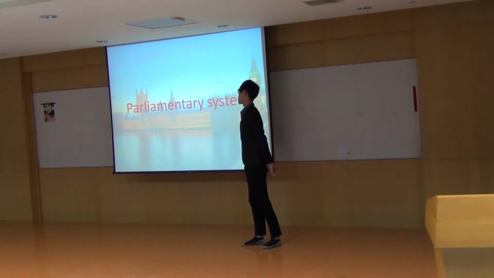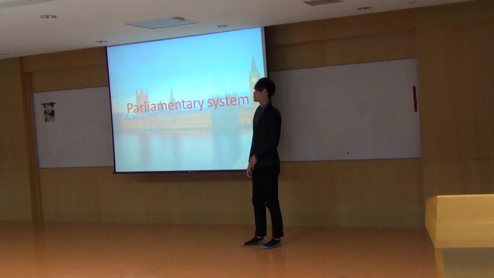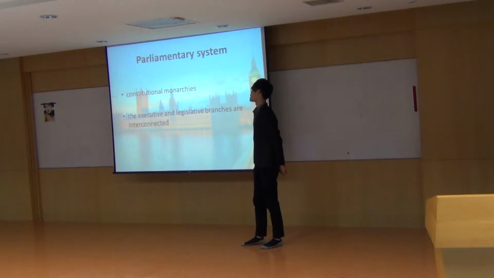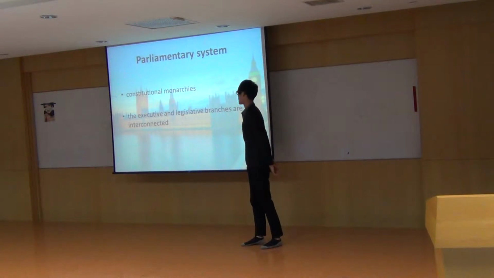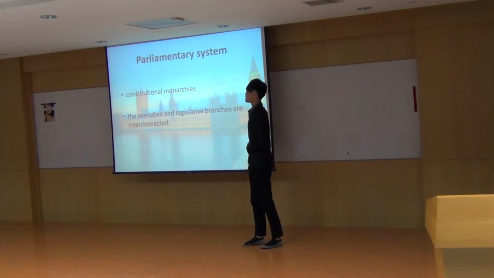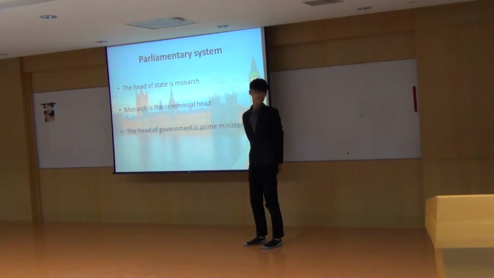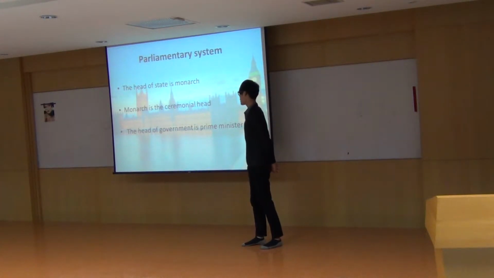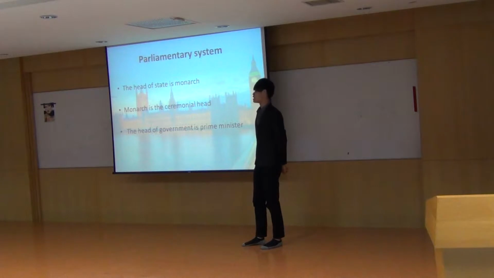I'm now going to talk about the parliamentary system. The parliamentary system is also called constitutional monarchy. In this system, the executive and legislative branches are interconnected. The head of the state is the monarch. However, the monarch is just the ceremonial head, and the head of government is the prime minister.